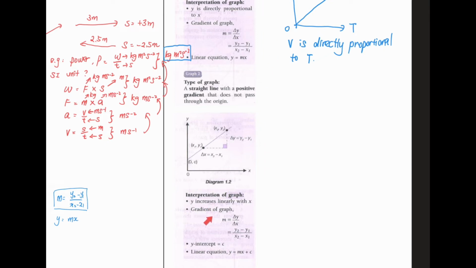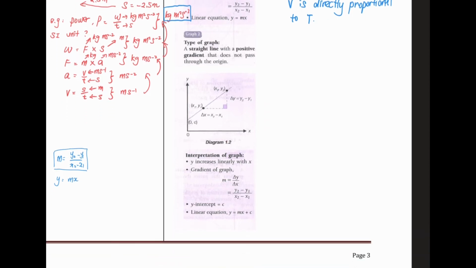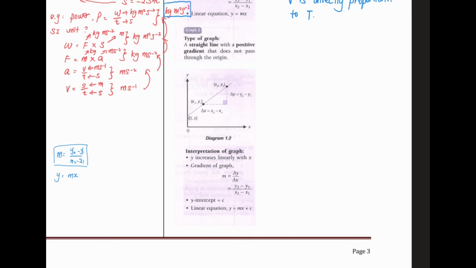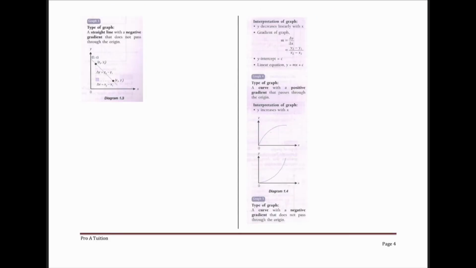Okay, the gradient formula is the same, y2 minus y1 over x2 minus x1. And then the y-intercept is c, which is this point. The straight line cuts the y-axis. The linear equation is y equal to mx plus c. Okay, so that is the second graph. Okay, now let's look at the graph 3.